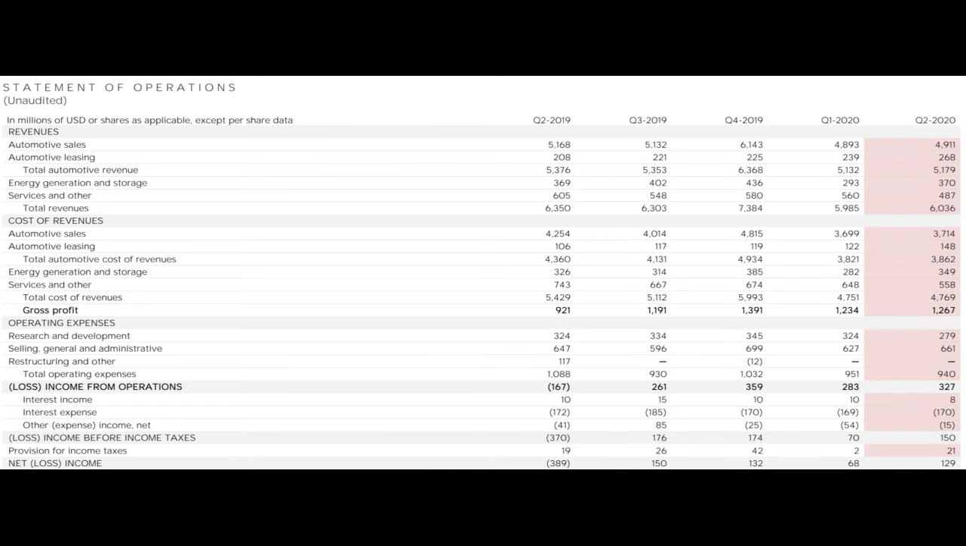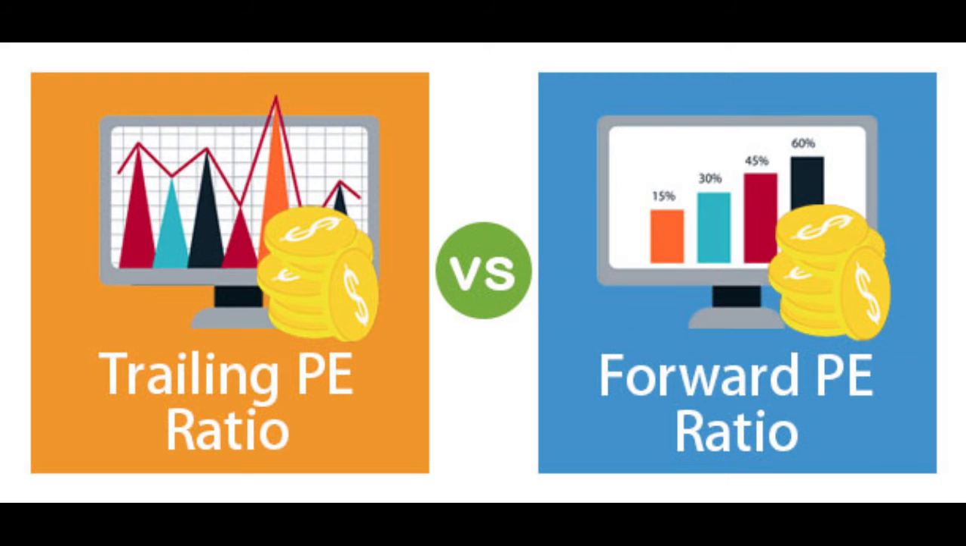So obviously a trailing PE ratio is very easy to calculate because we already have the numbers for all the companies and their last 4 quarters of earnings. But a forward PE ratio, on the other hand, is somewhat harder to calculate because it relies on certain predictions of what the company will earn in the next 4 quarters. So let's get into why a trailing PE ratio is not a good way to value a company like Tesla and why it's actually much better to use a forward PE ratio.